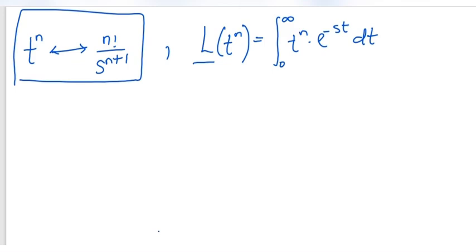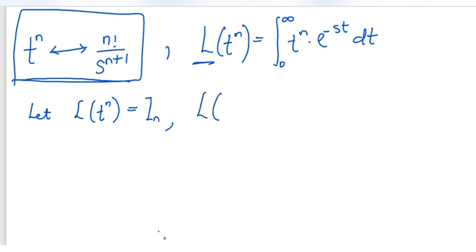Hello guys, today we're going to prove this expression that the Laplace transform of t to the power of n is n factorial over s to the power of n plus 1. And we recall how the Laplace operator works on any function. But then we'll say, let the Laplace transform of t to the power of n, we could just call this I_n. And in the same manner, for t to the power of n minus 1, we could just call this I_(n-1), and so on, just to make our work easier.